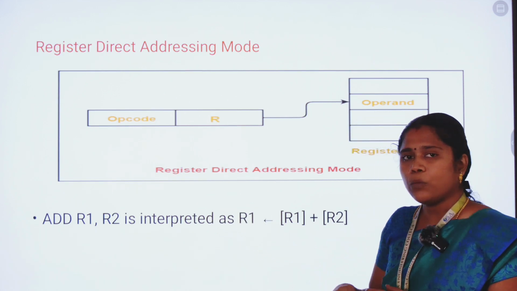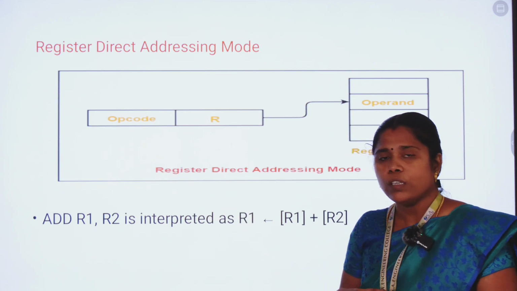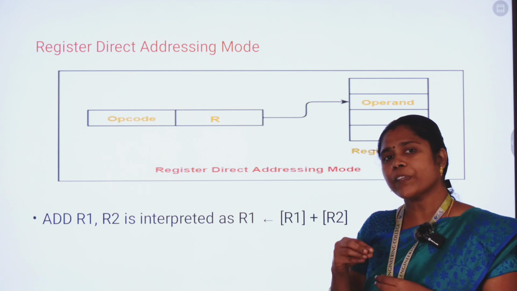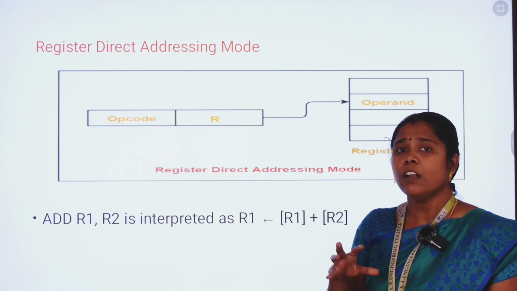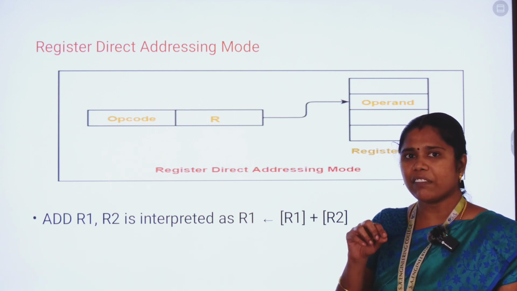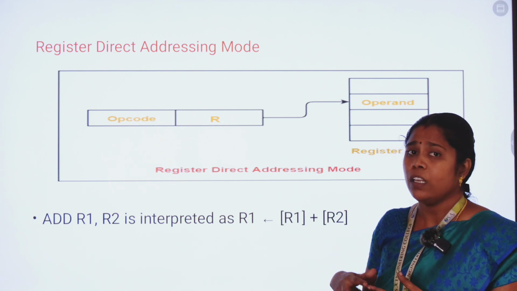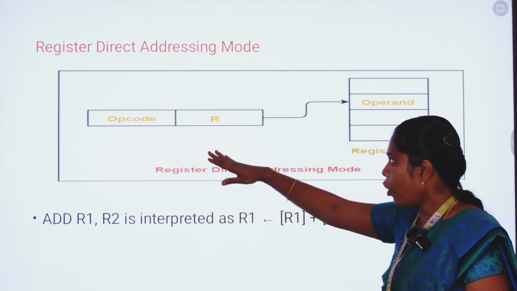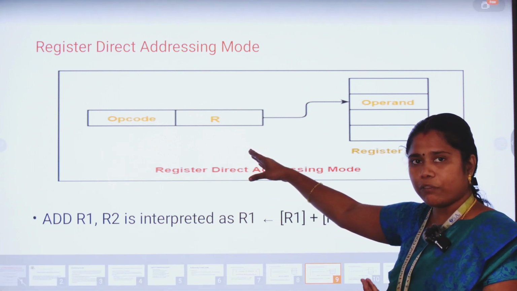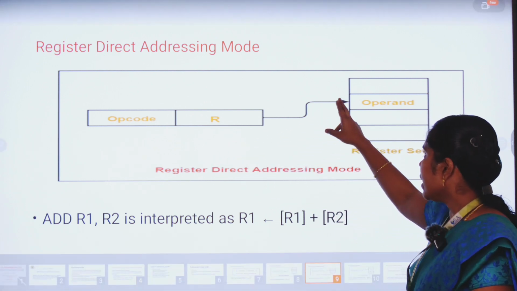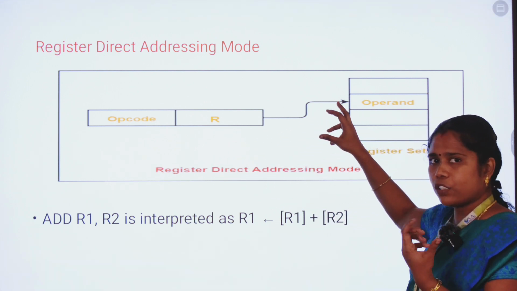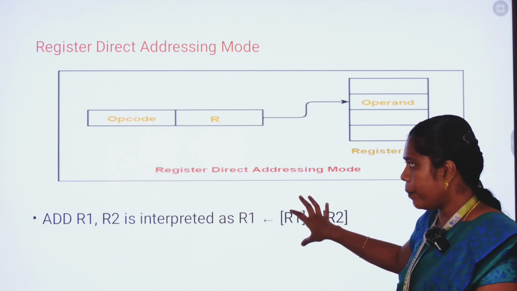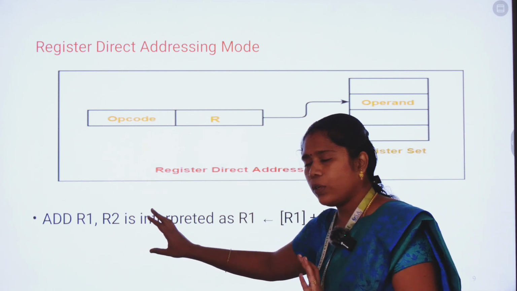The next addressing mode is register direct addressing mode. In the case of direct addressing mode, we are given the memory location. That memory location shows the effective address from which we can take the operand. Here, as the name implies, it is a register. So we have the opcode along with the name of the register. We can go to the particular register from which we can fetch the operand and perform the operation. For example, add R1, R2.